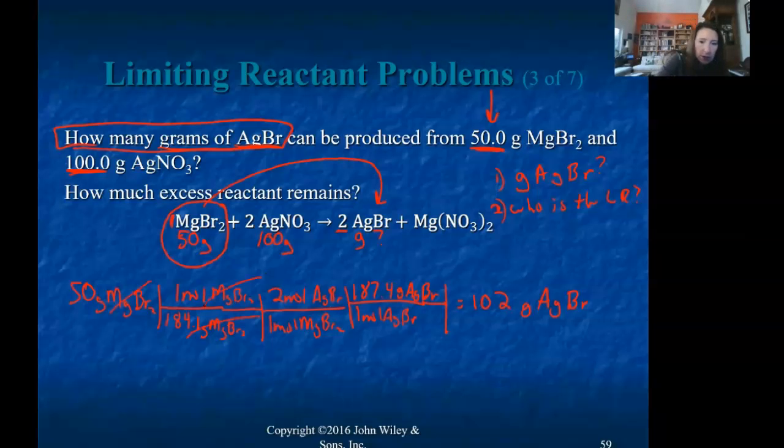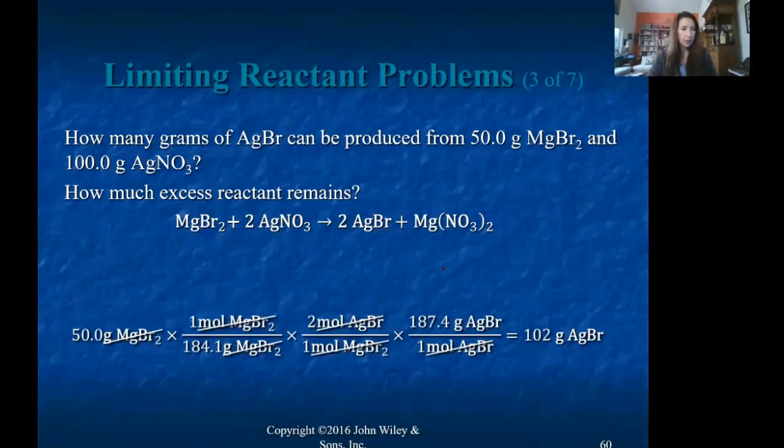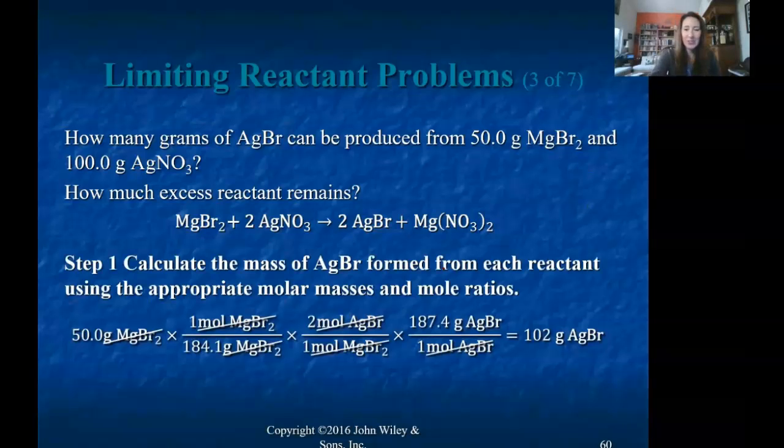Cross, cross, cross, cross, cross, cross. Grams of AgBr. Okay, so now that's our first one. Oh wait, no, look, I had it right there, perfect. Right, so there's our first one we did. And then we have our second one. So I'll just do it under this because it's right here. So 100 grams, and again, of AgNO3.